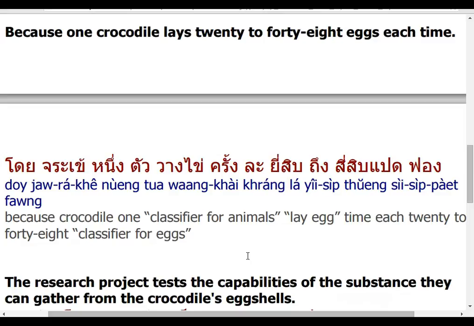Because one crocodile lays 20 to 48 eggs each time. Very cool, very good. Do you know, teacher? Oh, I just know the words about eggs, for some animal. Yeah, I just know it for today. Is it because the translation helped me? Okay, so in Thai, they say "lay." For which one? Wang kai. For lay eggs, right? Lay eggs. Lay. Yes. Lay eggs.